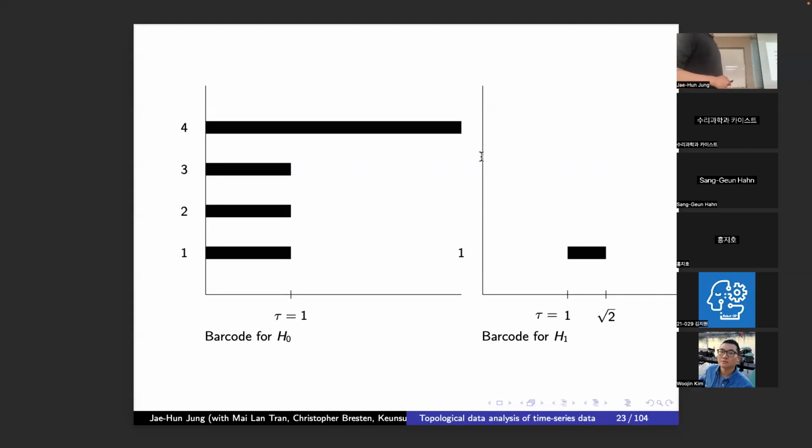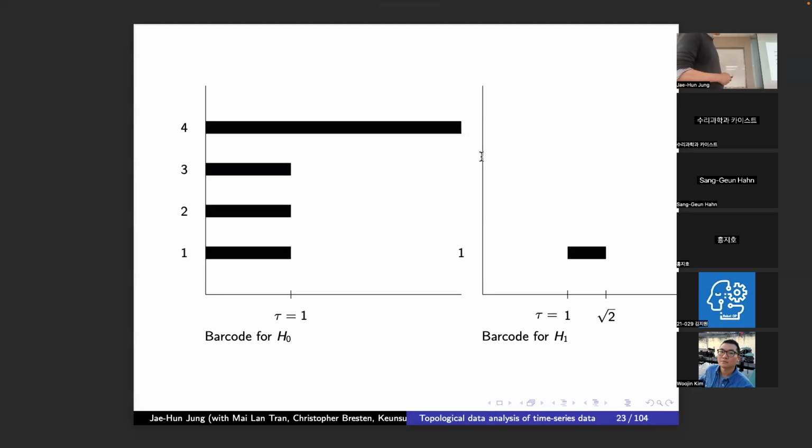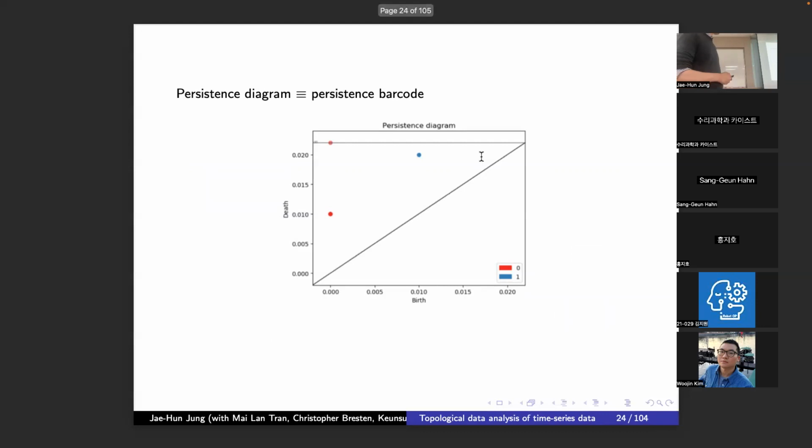And then if you plot these births and deaths in the domain, where the x-axis is the birth time and the y-axis is the death time, this is going to be the persistence diagram. So the persistence diagram and the persistence barcode are basically the same. This is a multiset, meaning that you have 1, 2, 3, 4 points. They are all degenerate. And then you have a 1-cycle. Okay, sorry about that, this is not correct. So this is a persistence diagram.